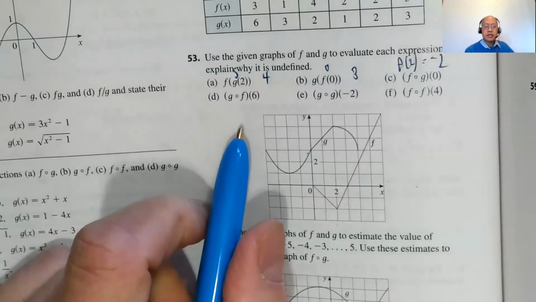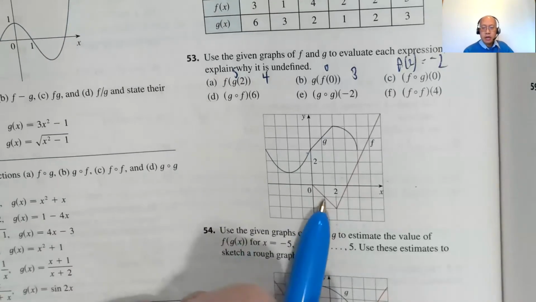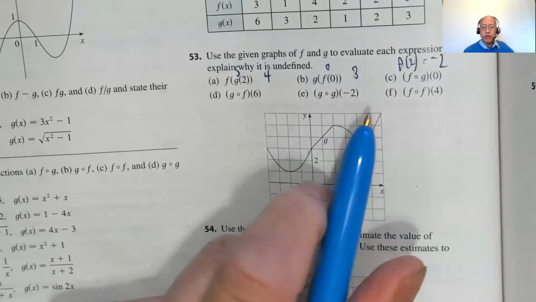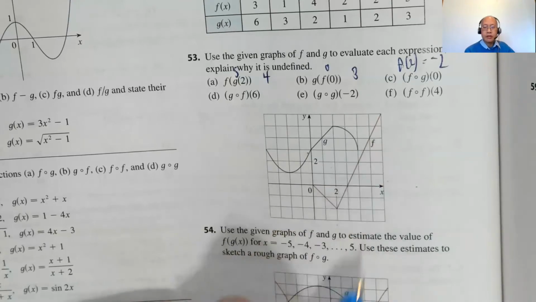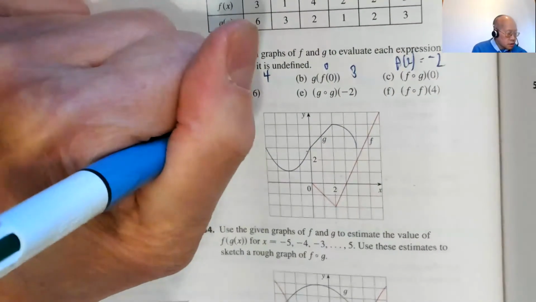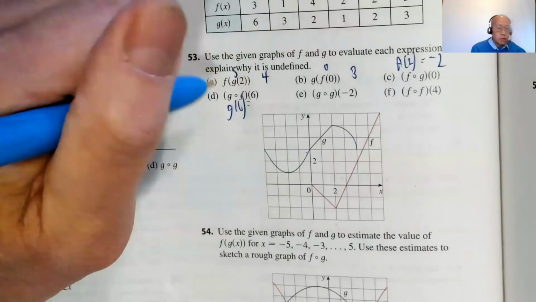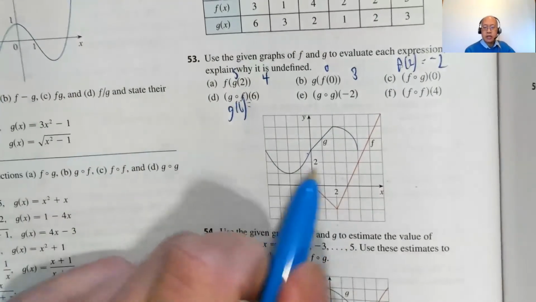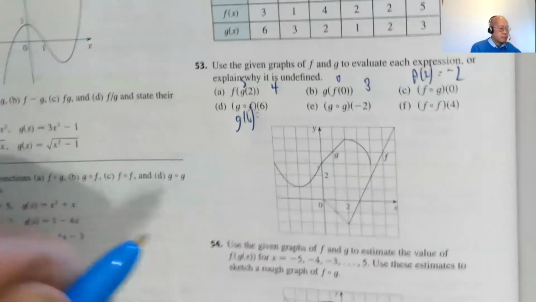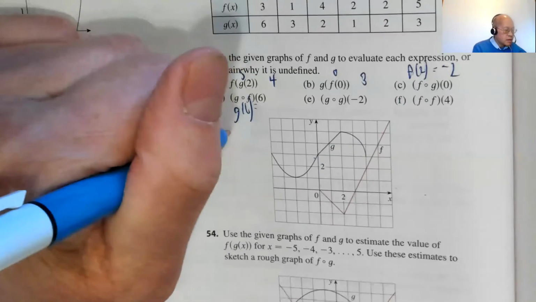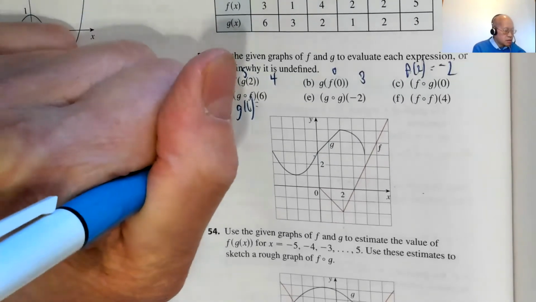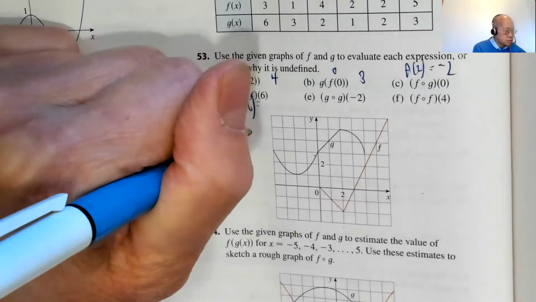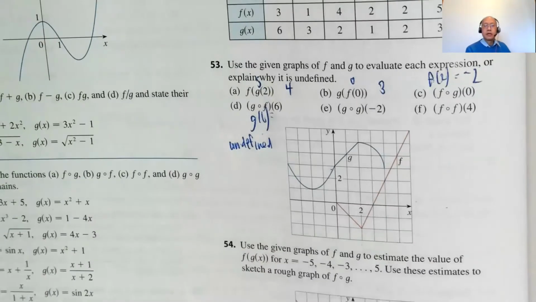G circle f of 6. That means I do f of 6 first. 1, 2, 3, 4, 5, 6. It's way up here. So now I want g of 6. G doesn't go out there. So undefined. G is undefined.